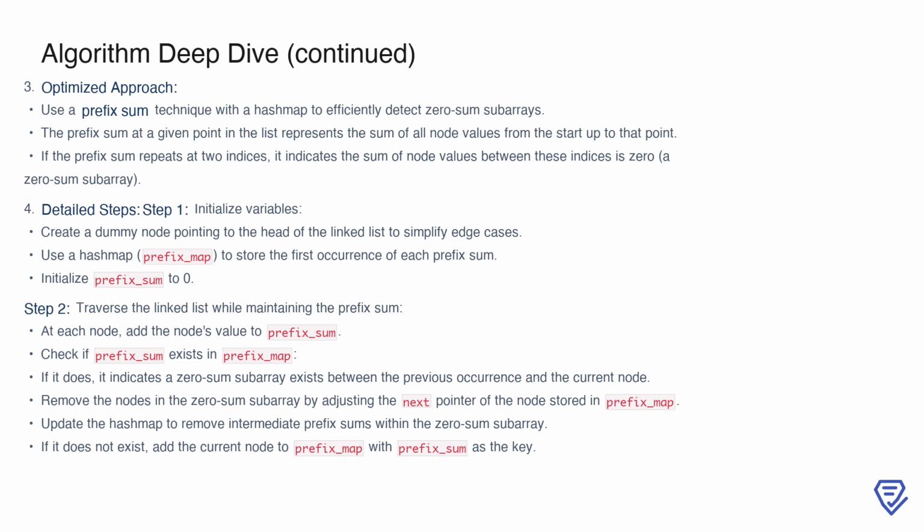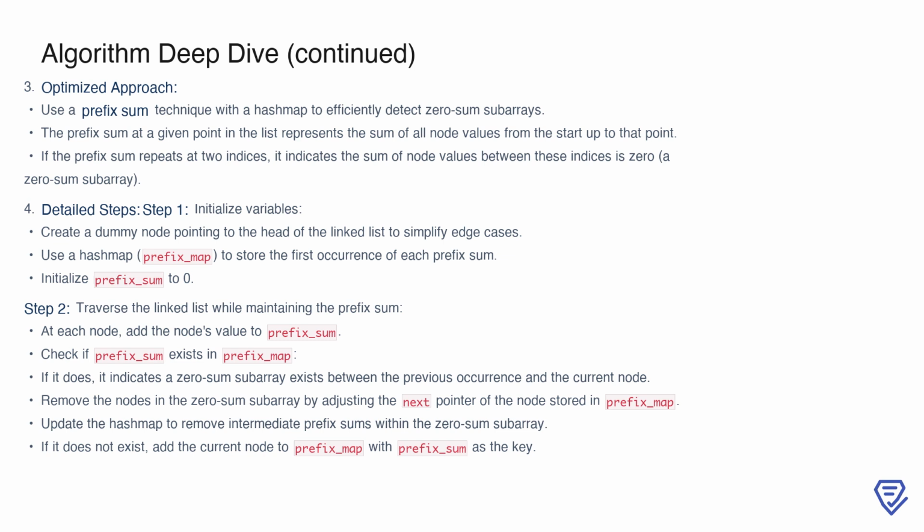We also initialize a hash map, called prefix_map, to store the first occurrence of each prefix sum, and a variable prefix_sum set to 0. As we traverse the list, we update the prefix_sum with the current node's value. If this updated prefix_sum already exists in the hash map, it means we've found a zero-sum subarray. We remove the nodes in this subarray by adjusting pointers and also update the hash map to remove any intermediate prefix sums within the subarray.